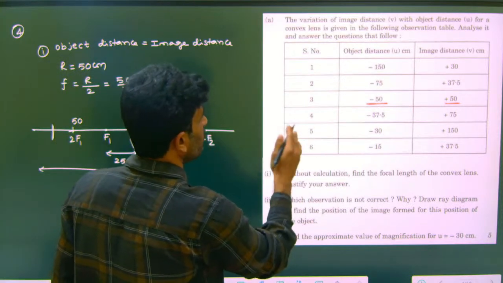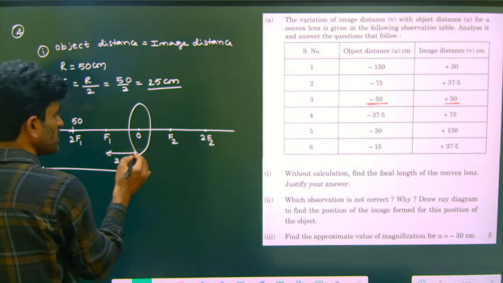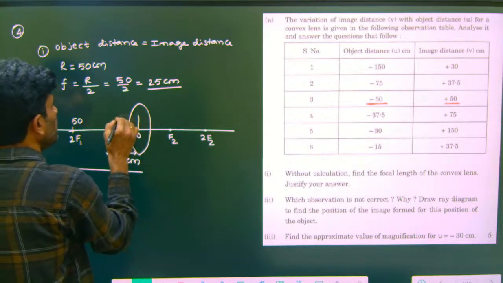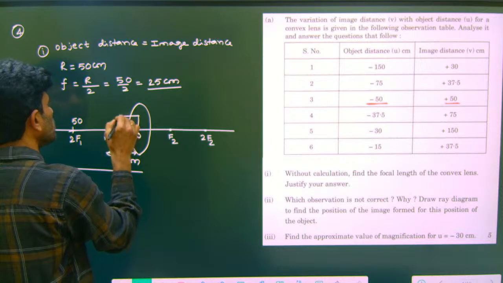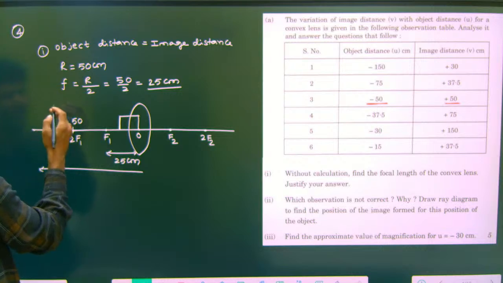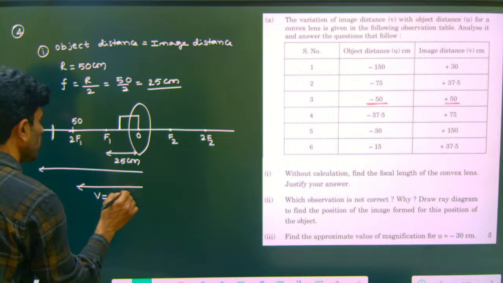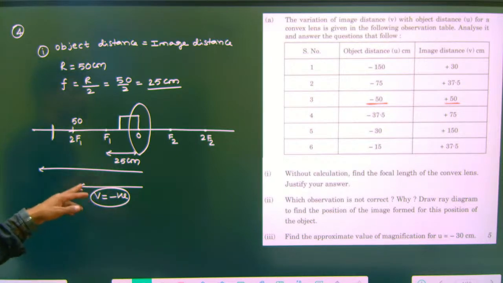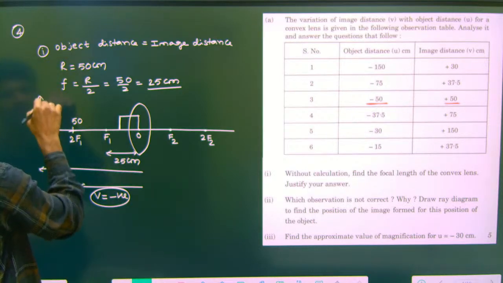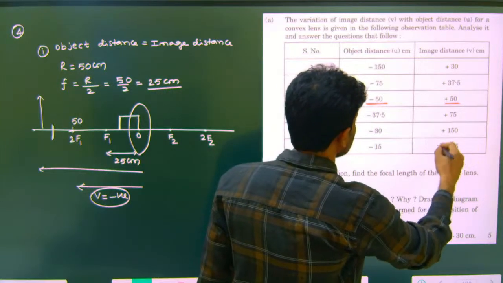Fourth one is also true, fifth one is true, but the sixth one, if you observe, minus 15 means what? Focal length is 25 centimeters, but the object is at 15 centimeters, which means it is between the optical center and the focus. When the object is between the optical center and focus, the image should be formed on the same side as the object. Image distance should also be negative because it forms on the same side of the object and it will be virtual and direct. But here the image distance is given positive.